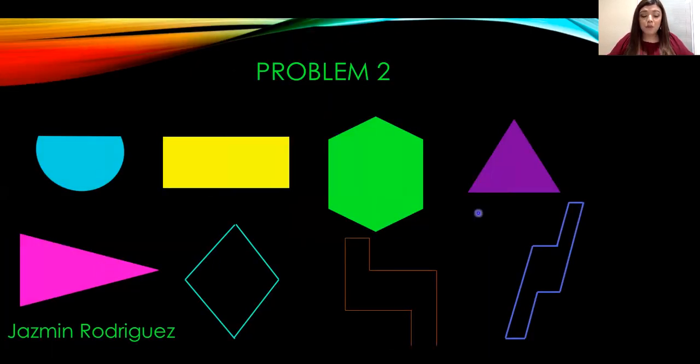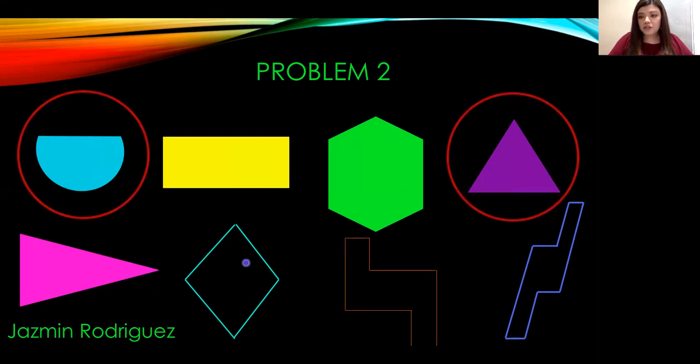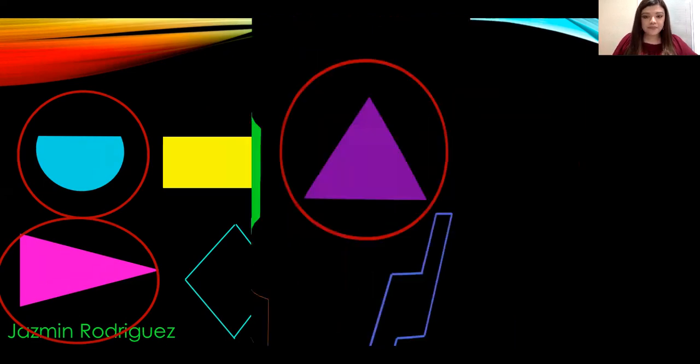All right, now for problem number 2, we are given these shapes right here, and they want us to determine which shapes have one line of symmetry, but no rotational symmetry. So let's go ahead, and I'm gonna tell you it's gonna be the half moon or circle, the triangle, and then the side triangle. Now let's take a look at each one and see why these fit into our criteria.